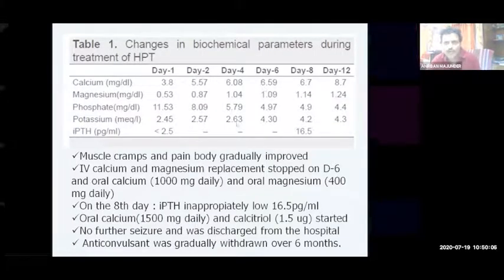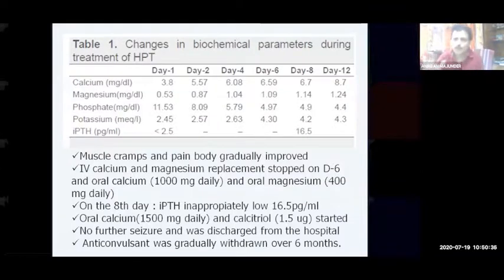And on day 8, you can see that we have almost corrected the magnesium value, 1.14, 1.09. It is corrected, and it remained corrected for the last 3-4 days, but the calcium level remains 6.67. But even with a low calcium value, the PTH level is normal, or inappropriately normal.